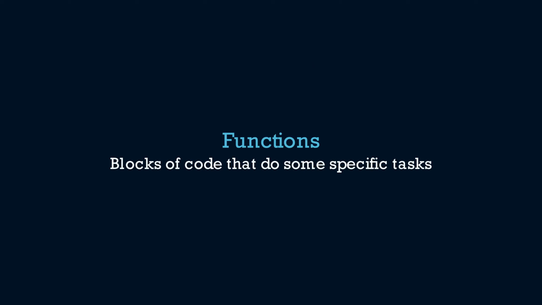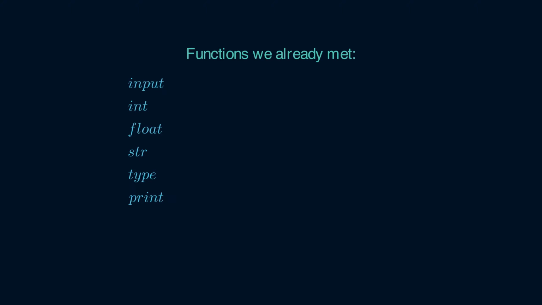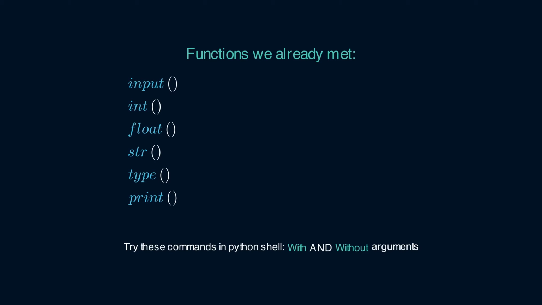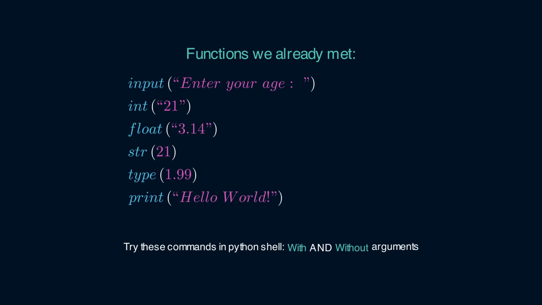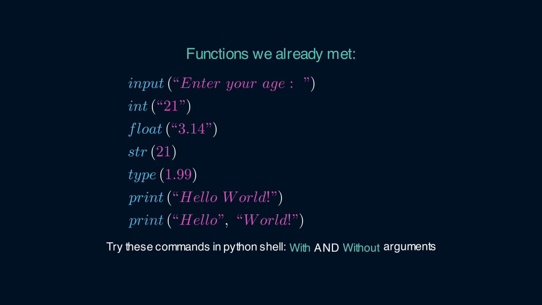We learned what a function is in the last episode, and we have used a few function calls too. As you remember, we call a function by writing its name followed by parentheses or round brackets. If we have to pass any arguments to the function, we list them inside the brackets, separated by commas. All these functions can run with or without arguments.